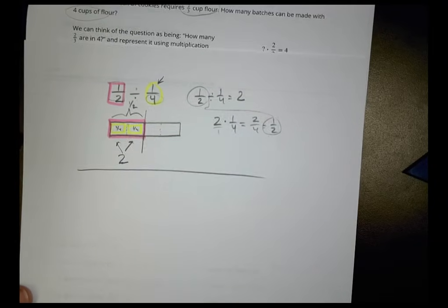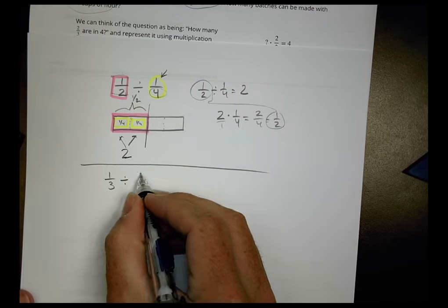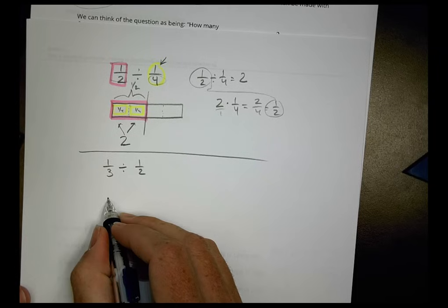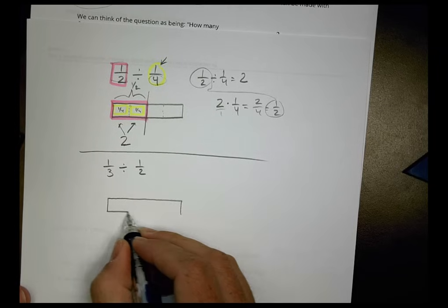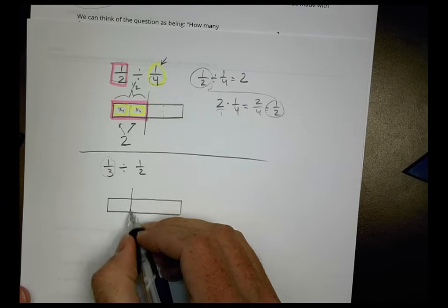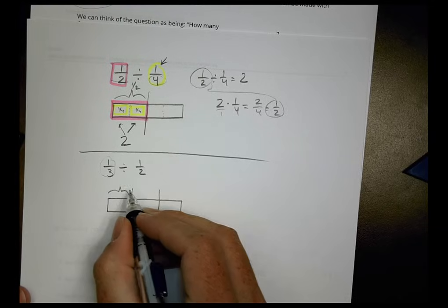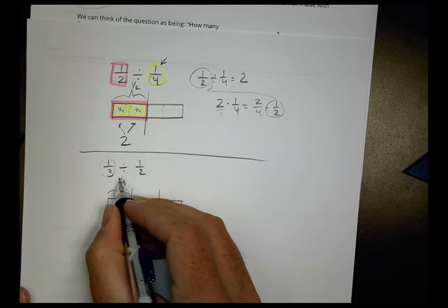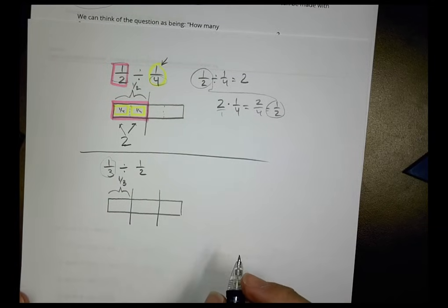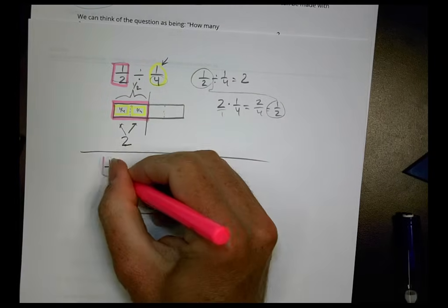Okay, what if we did 1/3 divided by a half? Okay, so again, we're going to start with our whole bar. This is our whole bar. And we're going to divide the whole bar into thirds. Okay, so this is the 1/3 that I'm dealing with. I'm only really looking at this little chunk right there. That 1/3 is what I'm dealing with there. That's my 1/3. This is the area I'm going to be talking about.